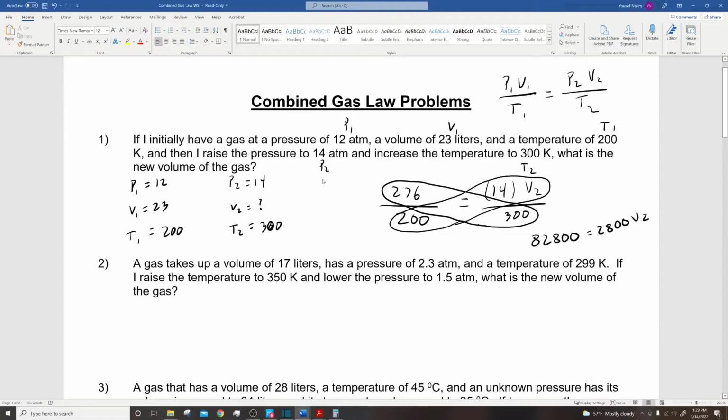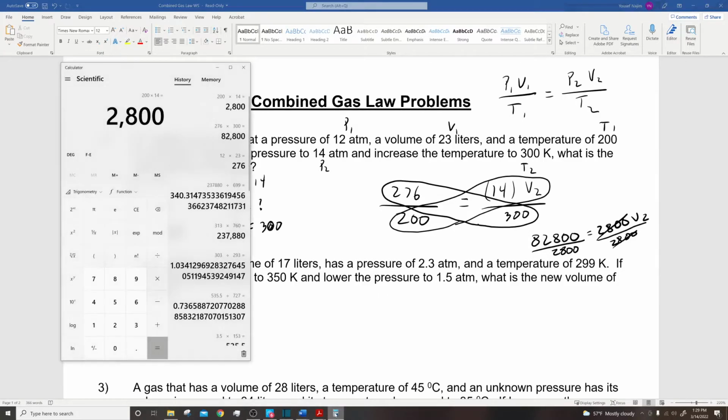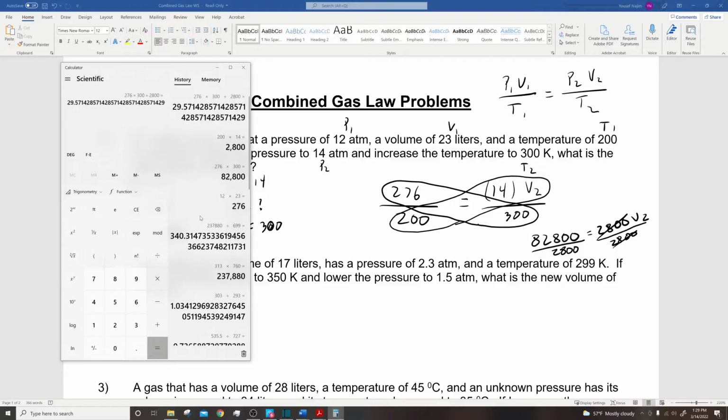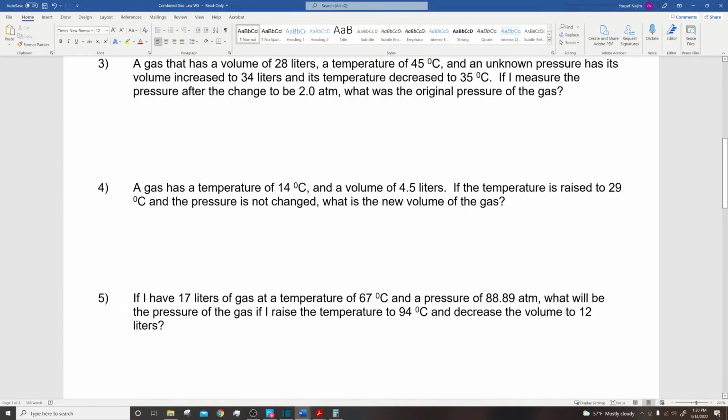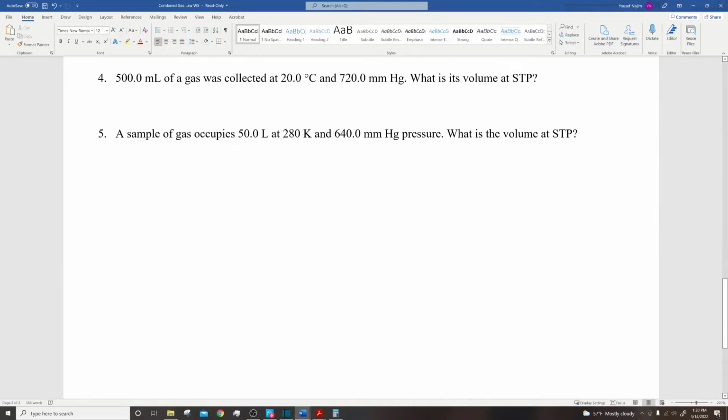Our last step is going to be to isolate the variable, so we're going to divide both sides by 2,800. That's going to cancel, that's going to cancel. V2 is going to be 82,800 divided by 2,800, which equals 29.57, which is 29.6. So V2 is equal to 29.6. And our unit is going to be liters because that's what volume always is. That's it. We're done. I'm going to do one more like this just because you can see they are a little bit more complicated, but they are not difficult.